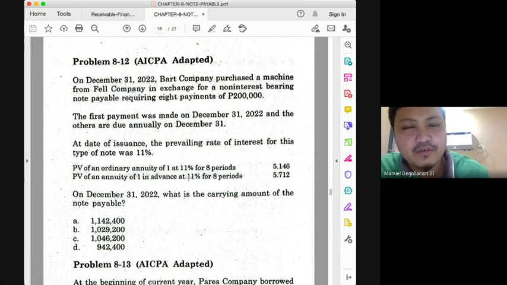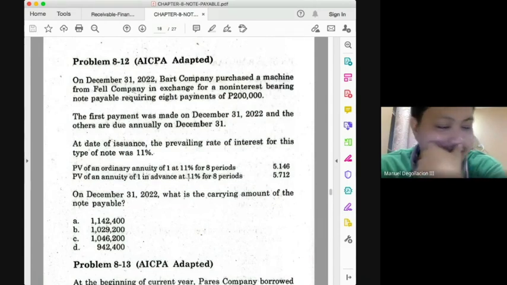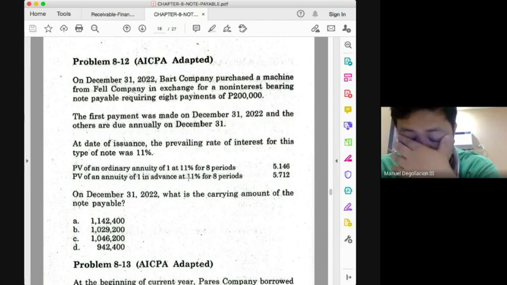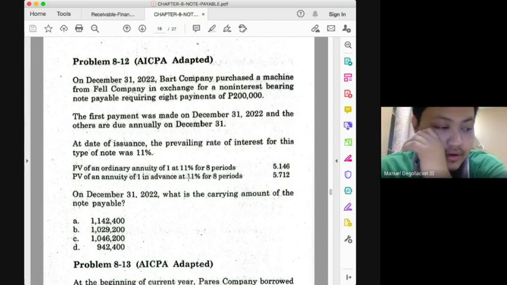That would be the present value of our 8 payments of 200,000, class. But since the question here is what is the carrying amount, and there is already a payment, please do not forget to deduct 200,000, the amount of payment. So the correct answer here would be 942,400, and this is where students would normally be tricked, class.